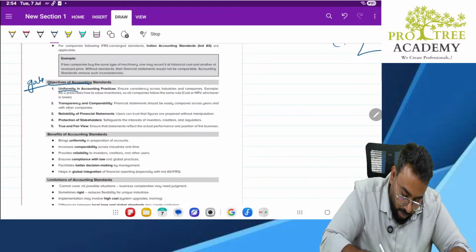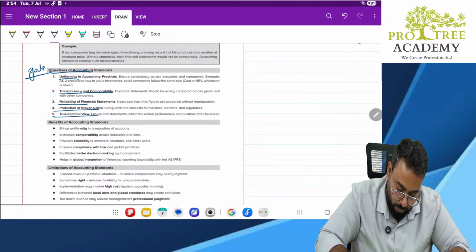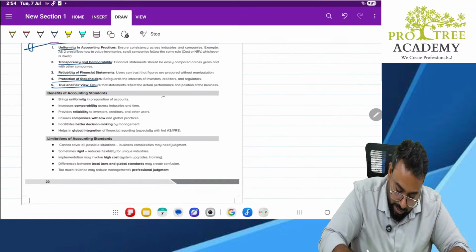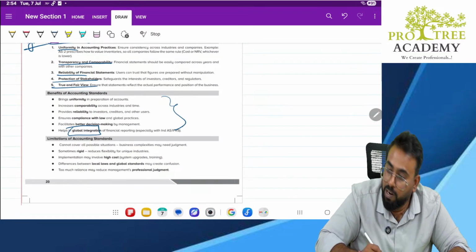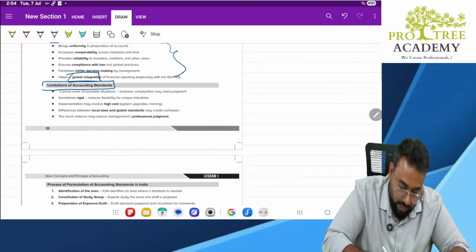Uniformity, transparency and comparability, reliability, protection to the stakeholders, and true and fair view. Clear? So again, the same thing is repeated. One more point is global integration. What can be the limitation of accounting standards? Can anybody say?